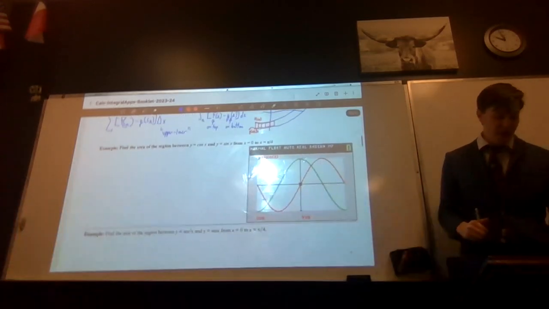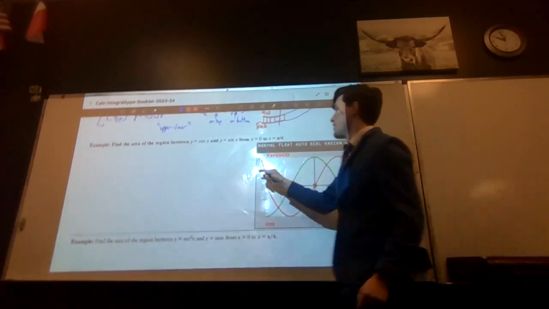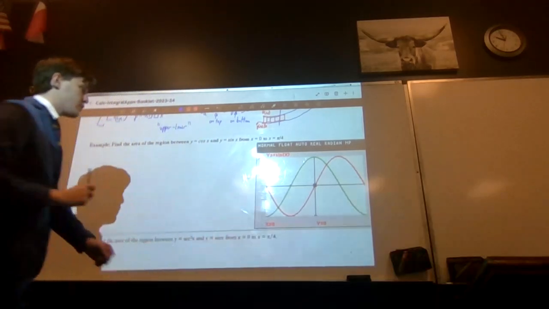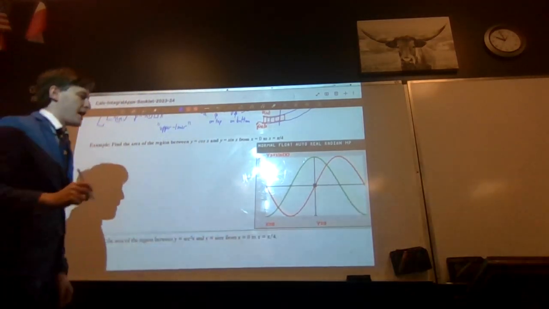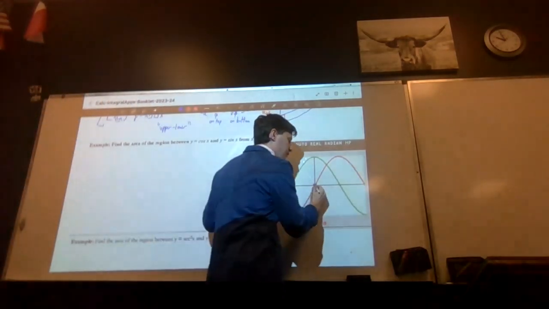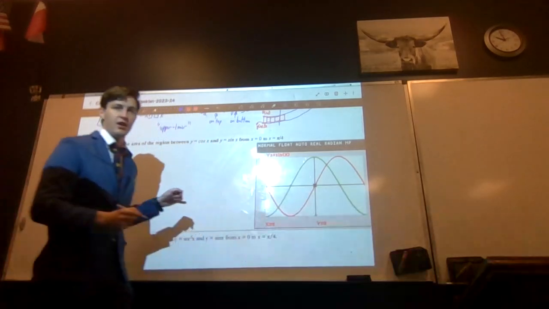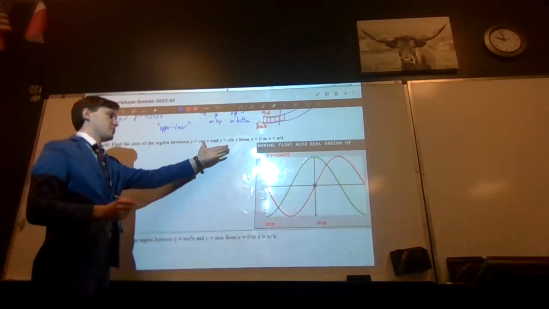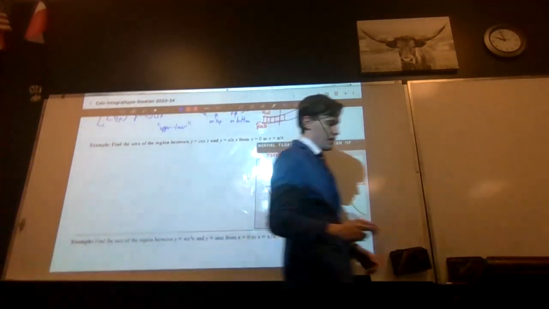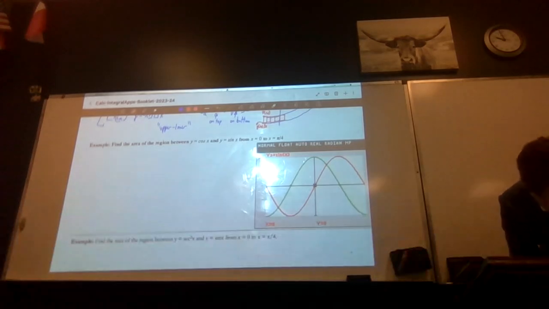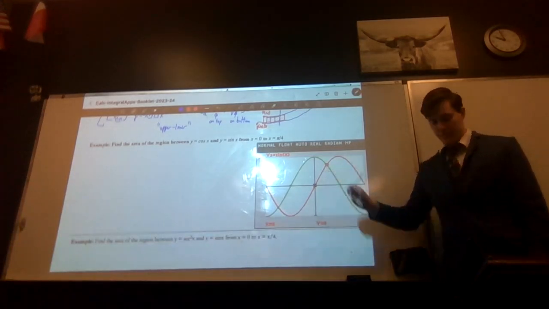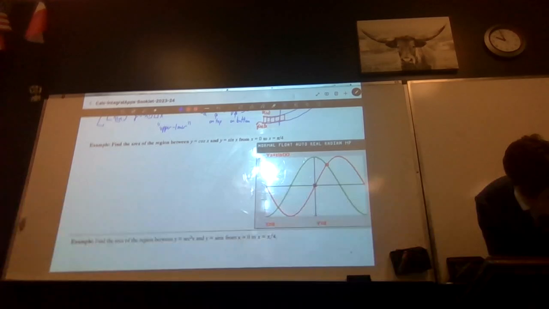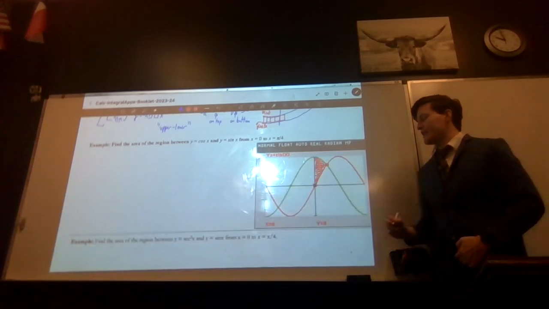Now, we want to find the area in between the curve for y equals cosine x and y equals sine x from 0 to pi over 4. Well, remember pi over 4 for sine and cosine are both equal to each other. So basically this is asking where they intersect. So we're going to go from 0 to right here, which means I need to go ahead and shade this right there. This is what I'm finding the area of.